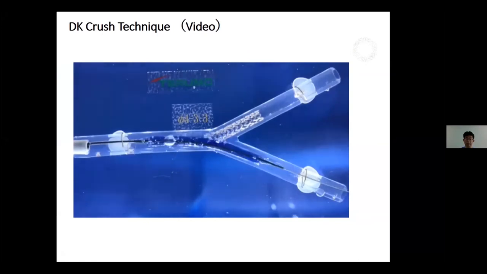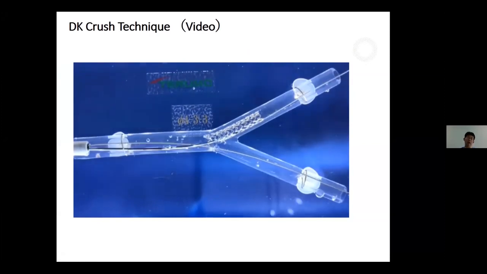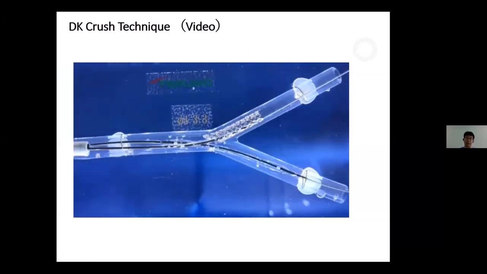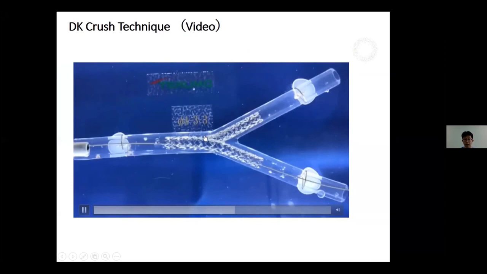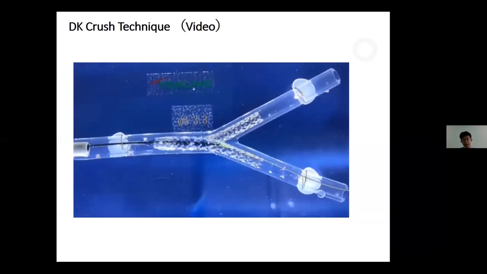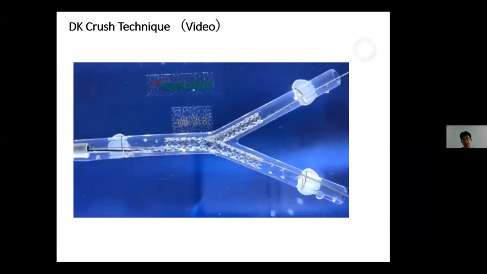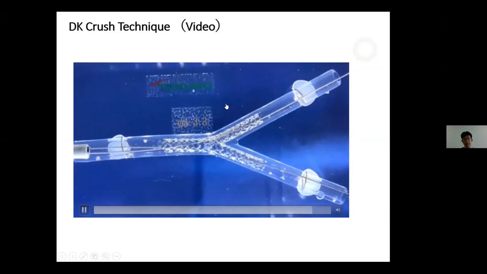First, side branch stenting, and then balloon dilatation at the main branch here, and then wire recross at the proximal or mid portion, and then kissing balloon technique, and then deliver the stent for the main branch here. Yeah, this is the DK crush technique.